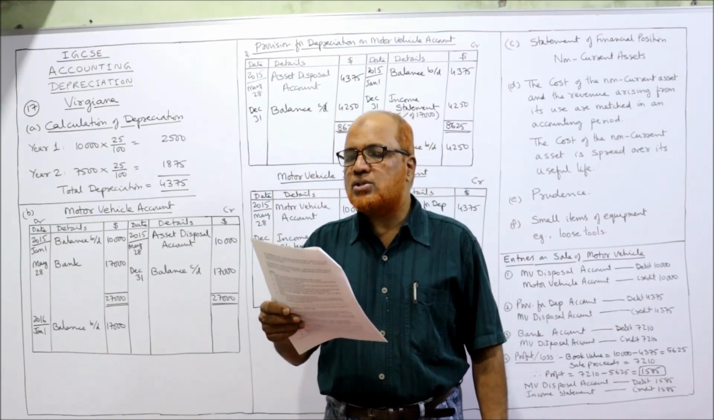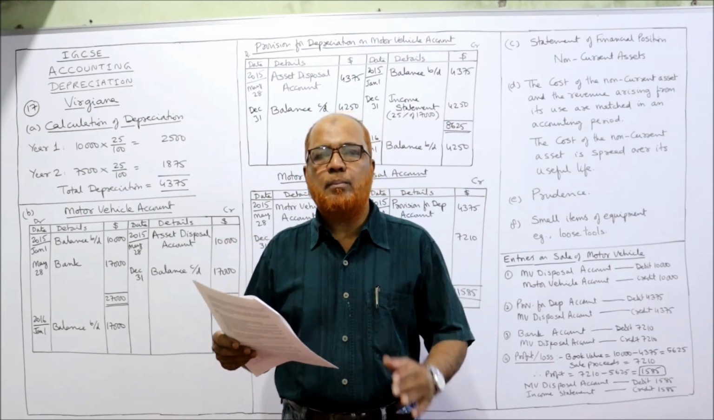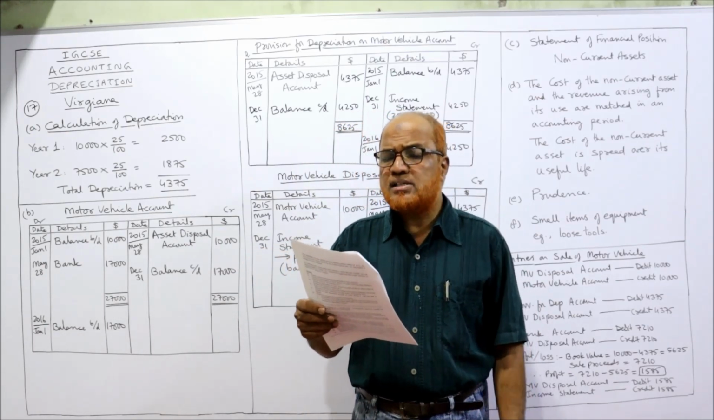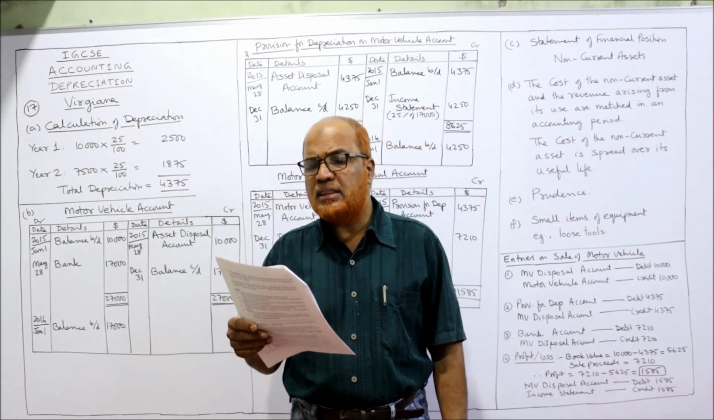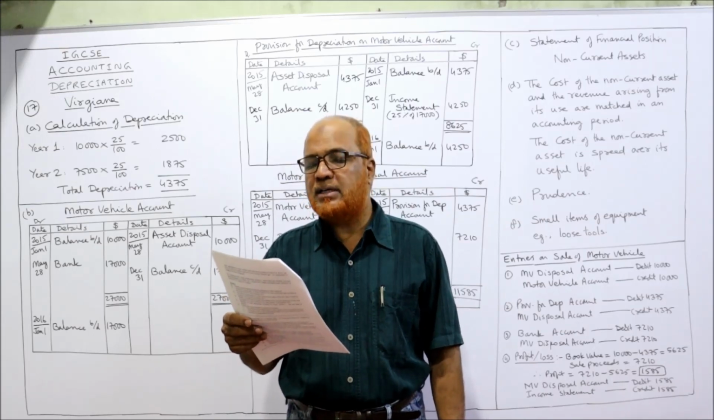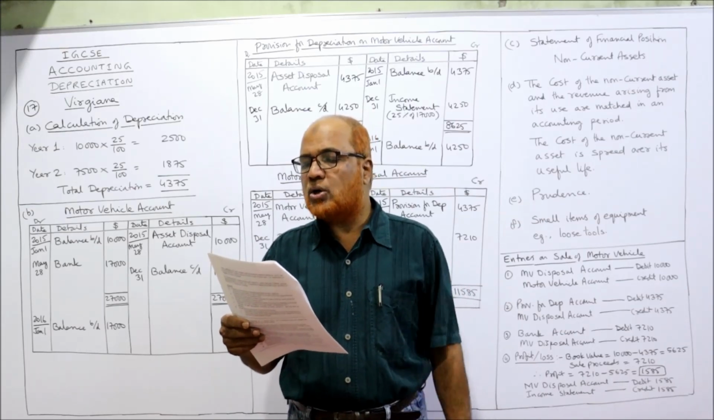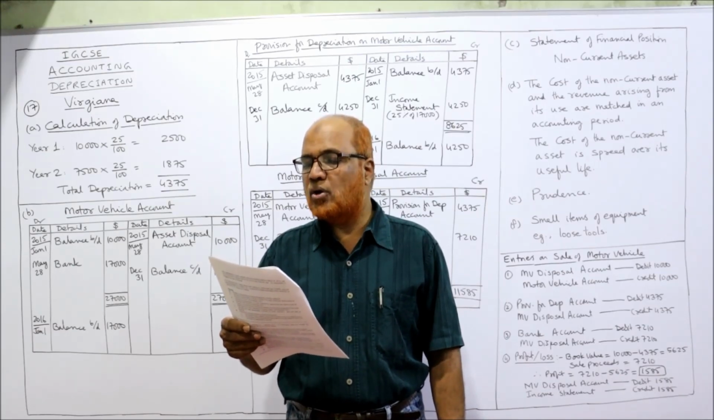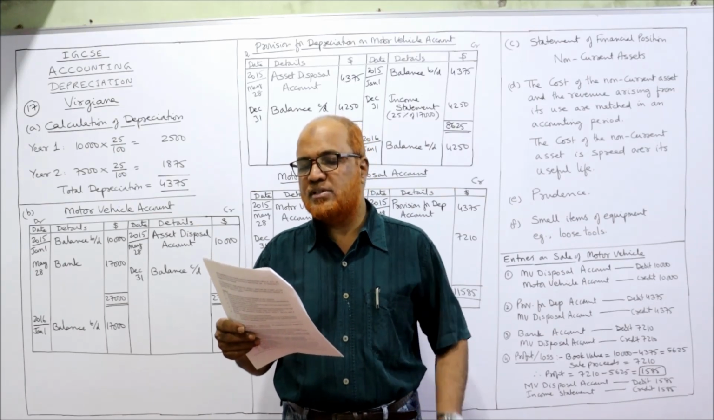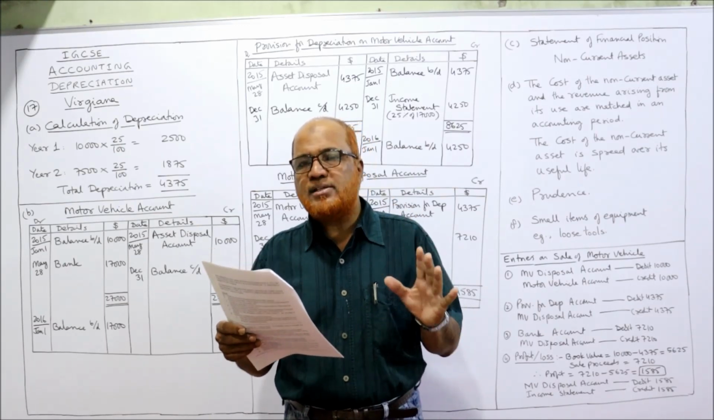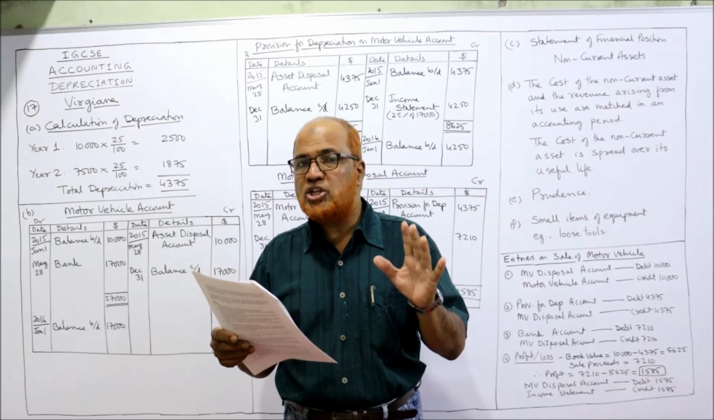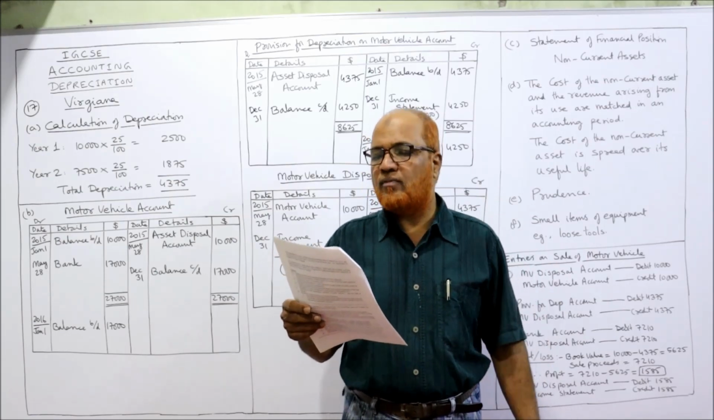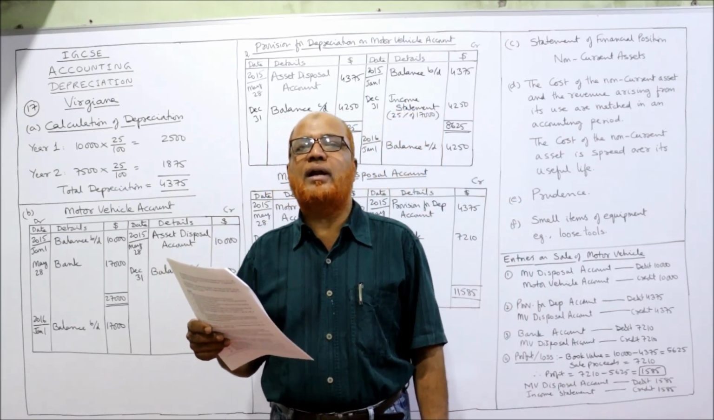Her accounting year ends on 31st December. That means the year begins from 1st January and ends on 31st December. She purchased a motor vehicle costing $10,000 on 1st April 2013 and sold it on 28th May 2015 for $7,210 cash. See carefully. Virginia purchased a motor vehicle for $10,000 on 1st April 2013, and she sold this motor vehicle on 28th May 2015.